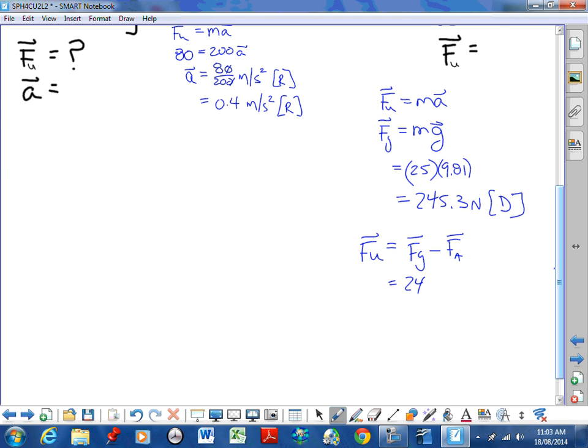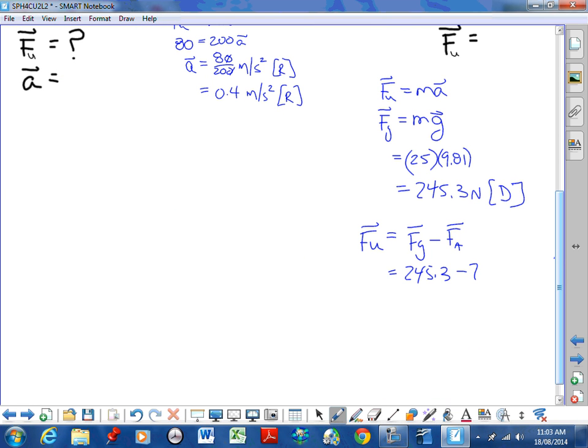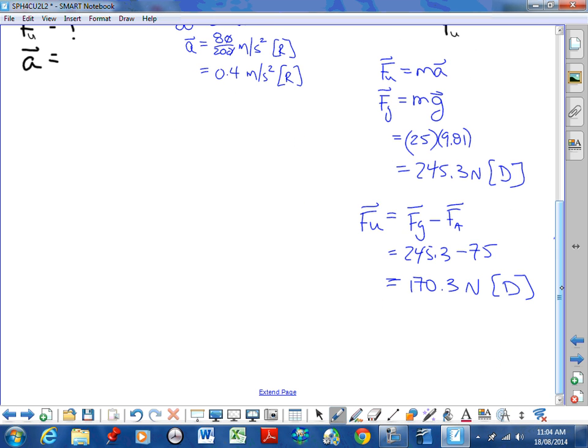So 245.3 minus 75, so I'm subtracting that other one off. That means that I'm falling down with a net force of 170.3 newtons. All right. Now I want to find the acceleration.